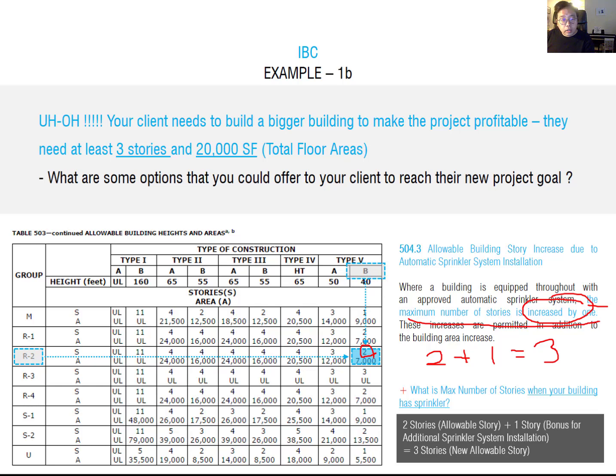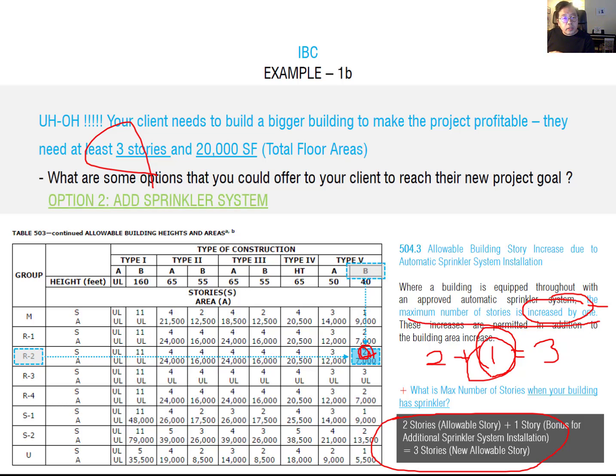Okay, so this is a calculation here. So please understand that this number here is the non-sprinkler system, okay? But they need 3 stories, so you already know that when you have a sprinkler system, you can increase by 1 story. So 2 stories plus 1 extra floor for the project. It means you can build a 3-story building. So this is more about the incentive for floors when you're having the sprinkler system.